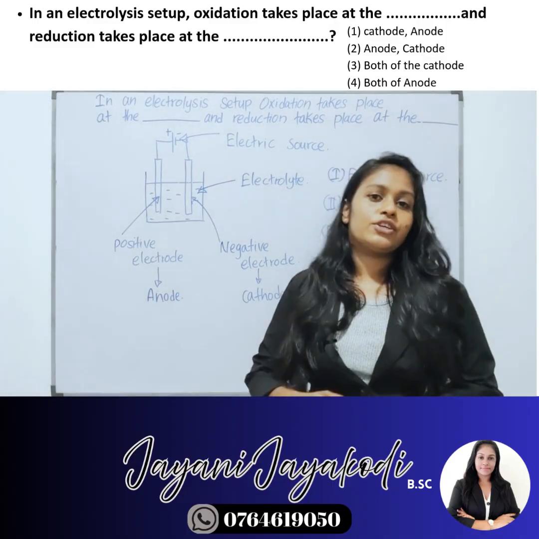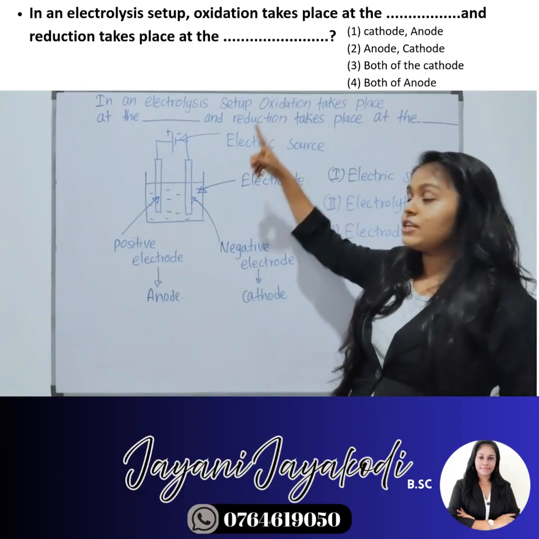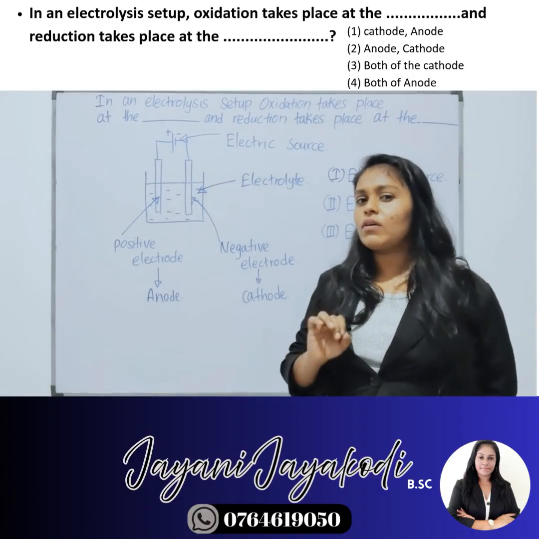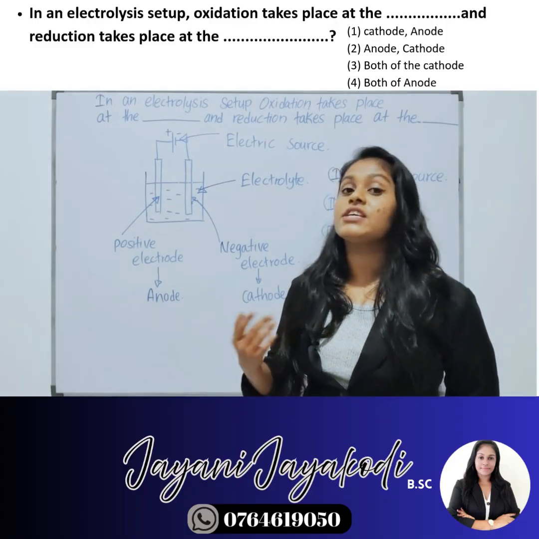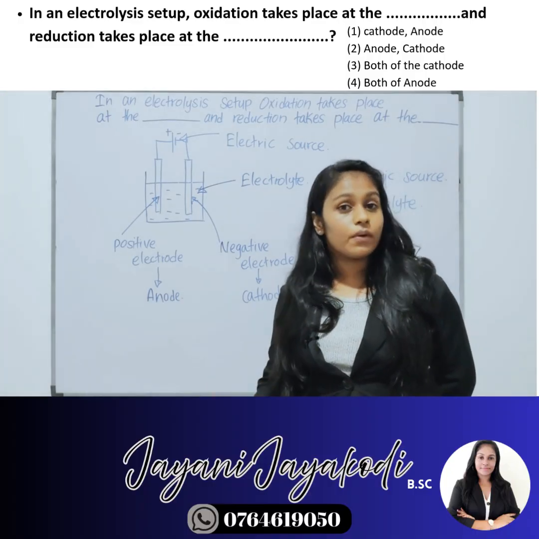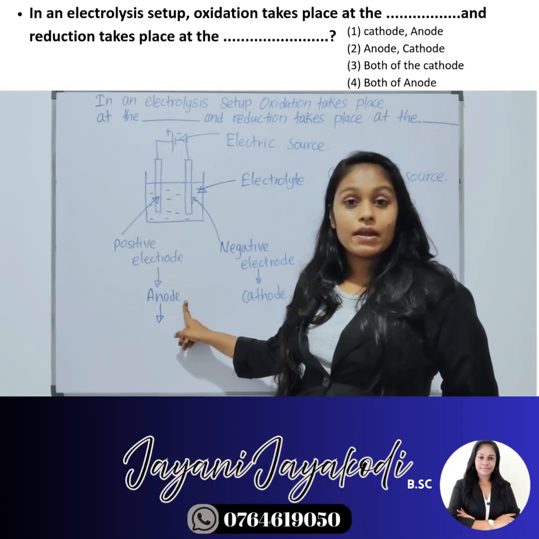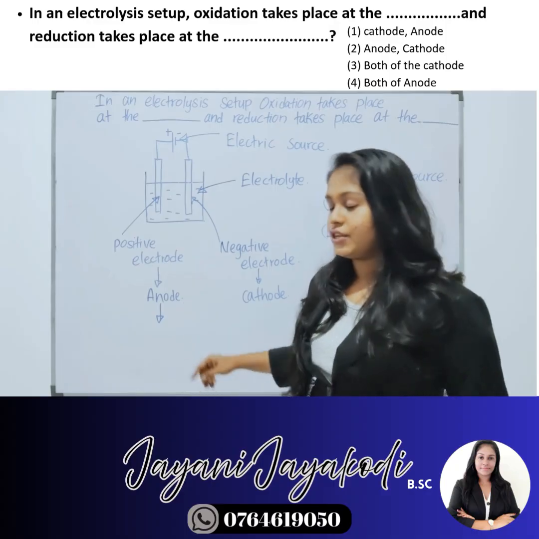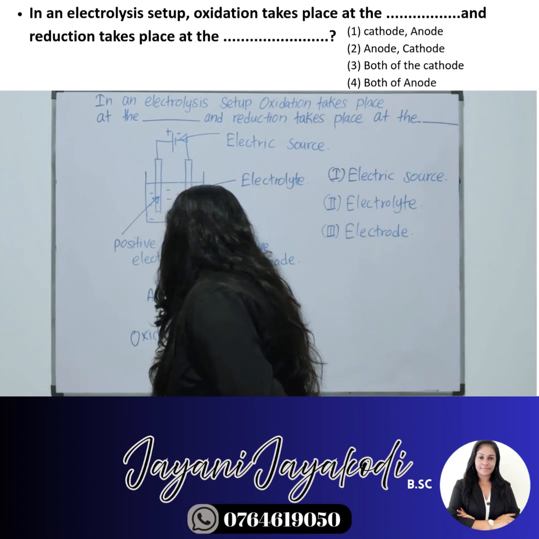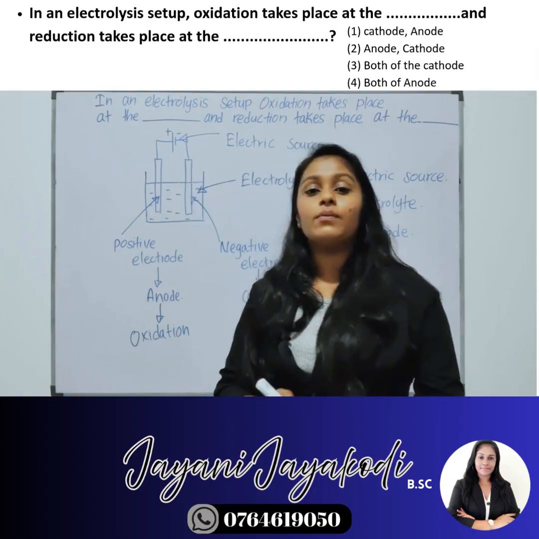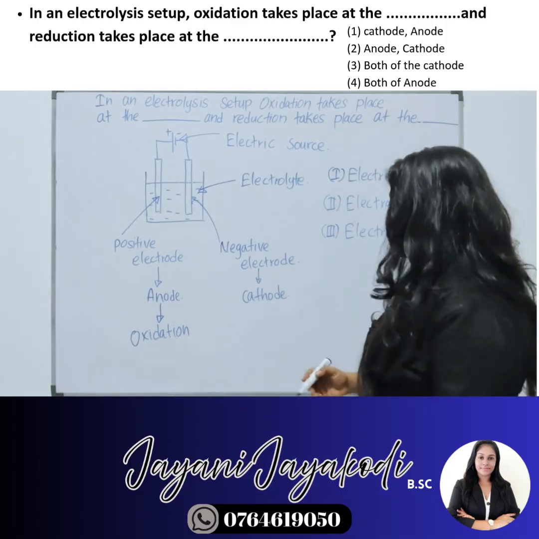Now, under this reaction, there are two special terms given: oxidation and reduction. What do we mean by oxidation? Where the oxidation occurs, that kind of problem you may have. So look here. The chemical reaction which takes place in the anode we know as oxidation. The chemical reaction which takes place in the cathode we know as reduction.